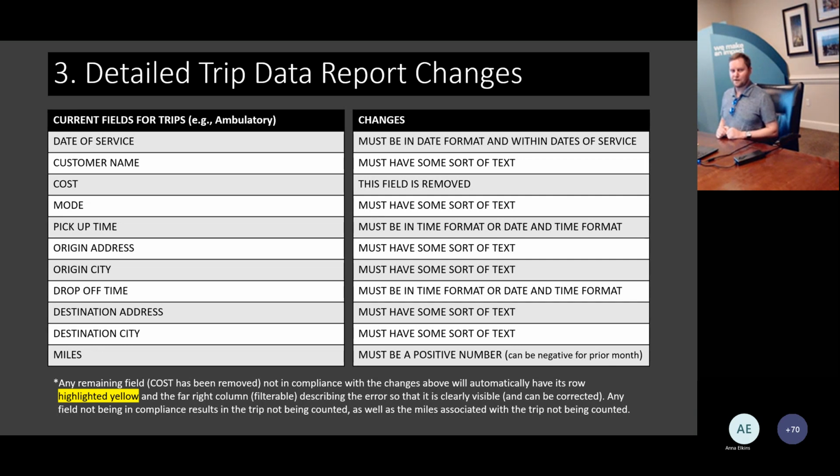A negative for a prior month. We'll go over that at the very end of the PowerPoint. But sometimes there's situations where a CTC wants to take a trip back from a previous month. And so you just put negative mileage in there. But like I said, we'll go over that example at the end, as well as when we go through the new template.